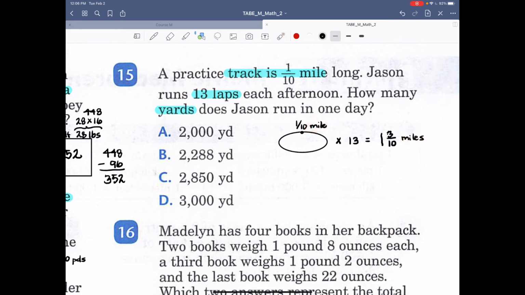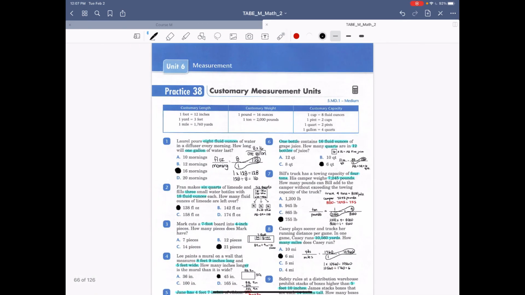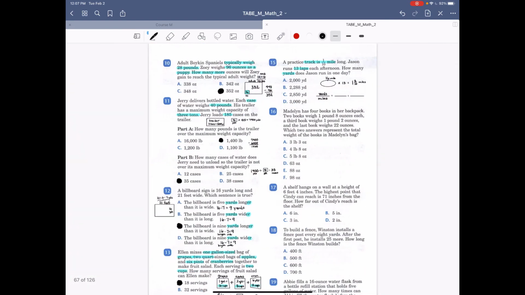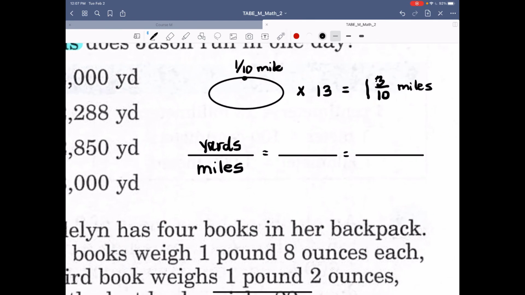Now we have to convert. I'm going to use a proportion on this one. We are comparing yards to miles, and you may be thinking, where's she getting yards? It's coming from right here. How many yards does Jason run? And I know that the conversion for yards and miles, let me just look back, it's 1760. 1 mile equals 1,760 yards, and that's what you want to use right here.